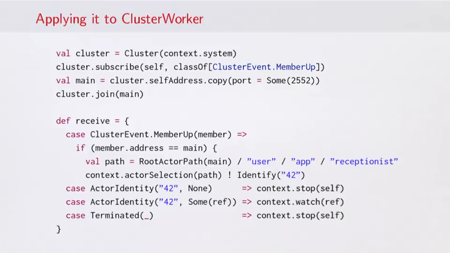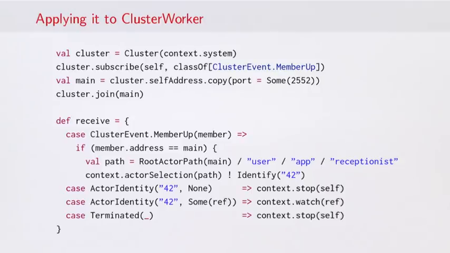To try this out, we will modify the cluster worker not to rely on the member removed event, but instead to use DeathWatch, so that it terminates once the cluster main stops. First of all, the worker needs to subscribe to the member up event, and after joining the main, it waits for this event to arrive, signaling that the cluster main has been started. Then we need an actor to which we can apply DeathWatch. We know one which will exist, that is the receptionist.